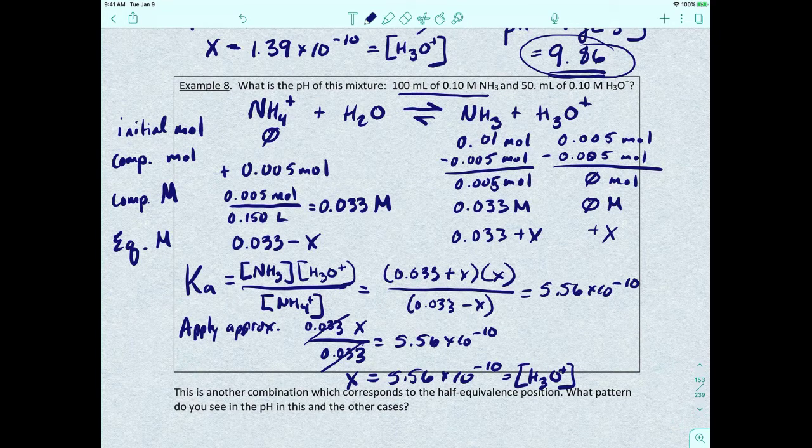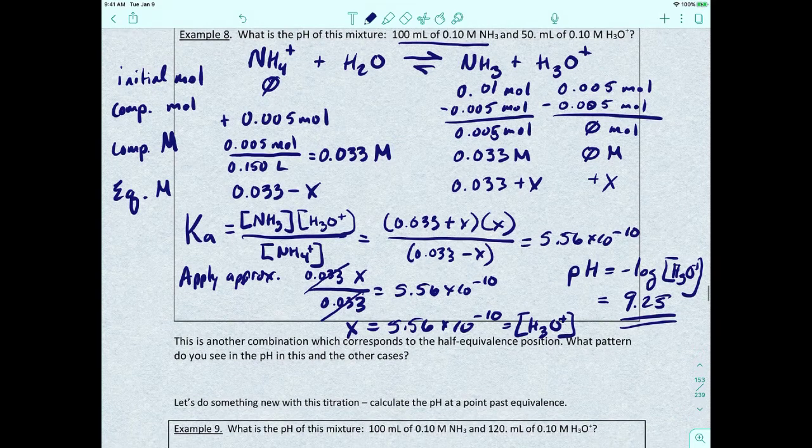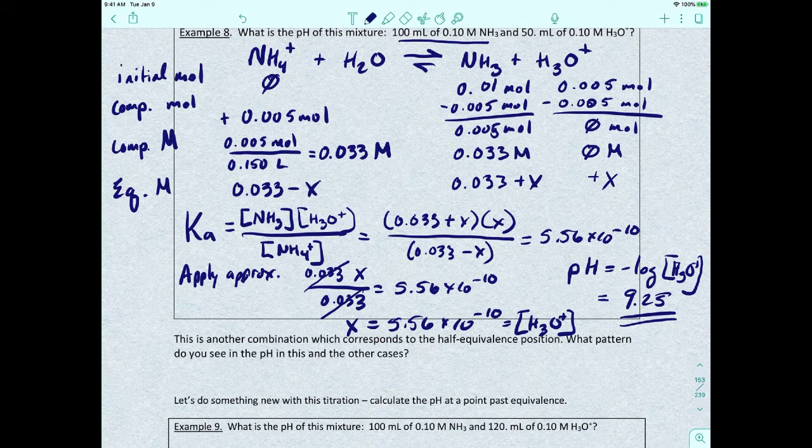And this is going to be your concentration of H3O plus. All right. So if we find the pH of that hydronium ion, remember the pH is equal to the negative log of H3O plus, the pH is going to be about 9.25. Now, notice how this all canceled out. We were able to cancel out a factor of 0.033, and so X was equal to the Ka value. So is there a pattern that we see in the pH in this problem and some of the others? Yeah, there is definitely a pattern, and here it is.